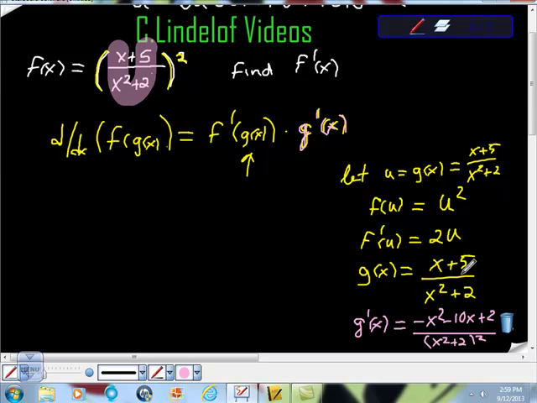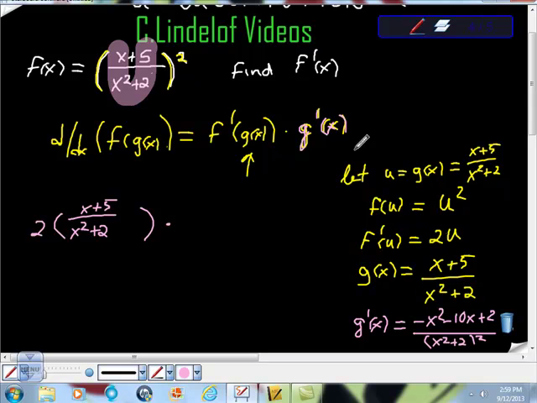Now I have all these building blocks I need. So I'm going to fill this in. It says it's f prime at g of x. So f prime is 2u, isn't it? We can see clearly that u is x plus 5. So x plus 5 over x squared plus 2, right? And this is my f prime at g of x, isn't it?